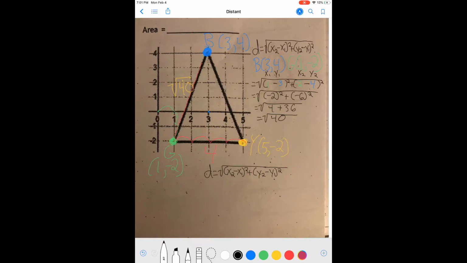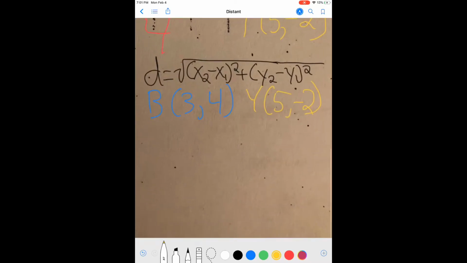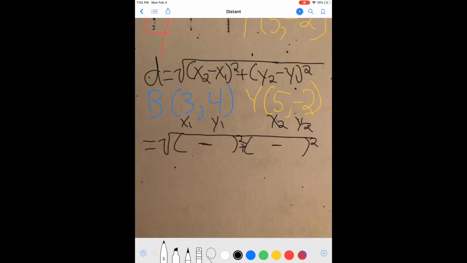So my b is 3, 4. My y is 5, -2. So I'm going to come in here and identify what my x1, y1 is, my x2 and y2 are. I'm going to substitute them in. Still have 2 parentheses. Both of them are squared. I still have addition in between, and I still have subtraction in between.